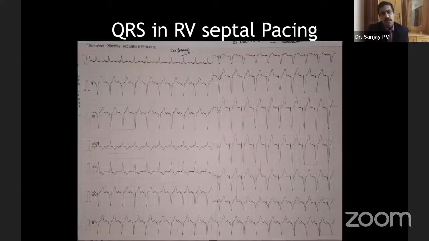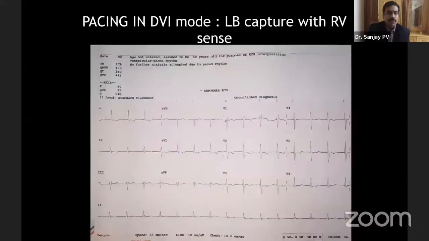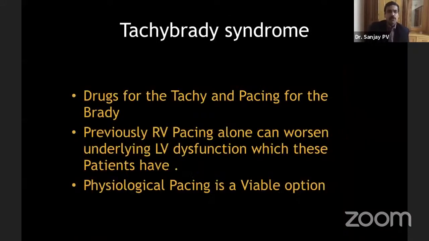And this is the QRS in RV septal pacing. Though we achieved a good septal location, comparing this QRS with this, definitely, you know that the patient is going to have better hemodynamic parameters with this kind of pacing, where you're capturing the conduction system. So tachy-brady syndrome, first of all, drugs for the tachy and pacing for the brady. Previous RV pacing alone can worsen the underlying LV dysfunction that these patients have.